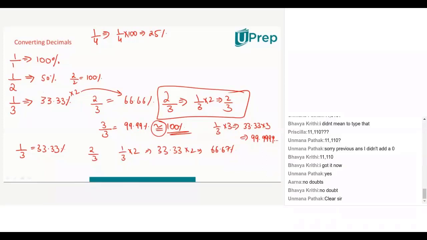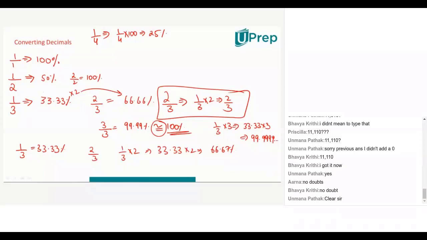Yes, sir. But if I multiply it by 3, it just says 100. Correct. The calculator will say 100 because the 0.999999 difference is very small, so it rounds it off to 100. That is what I'm trying to explain. Are you now clear?